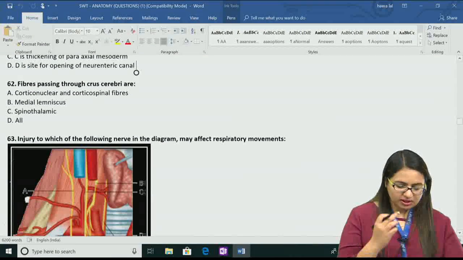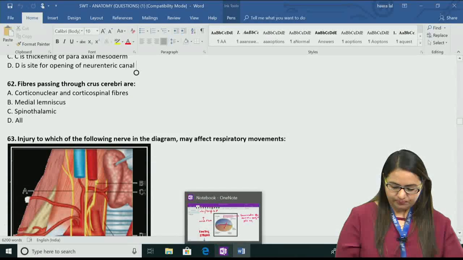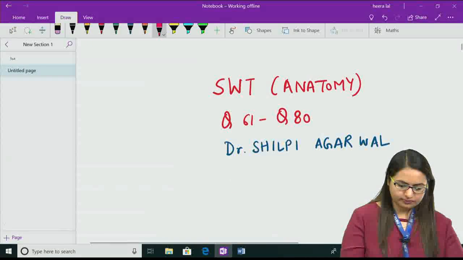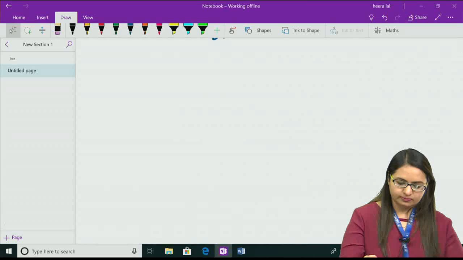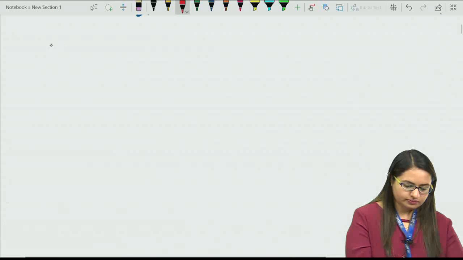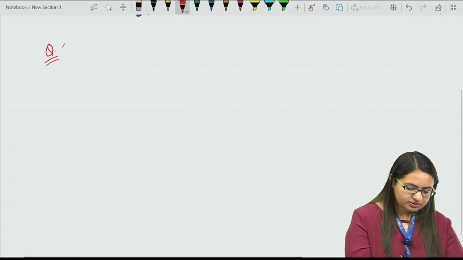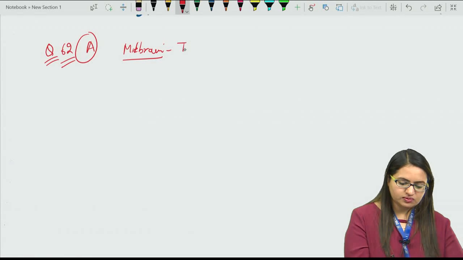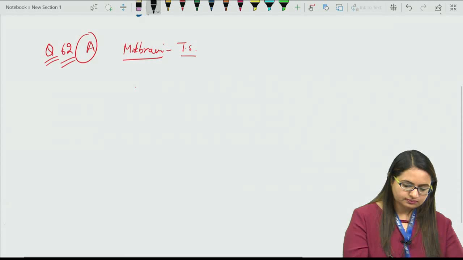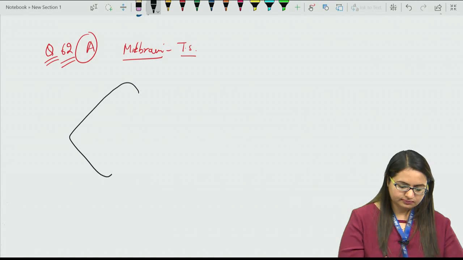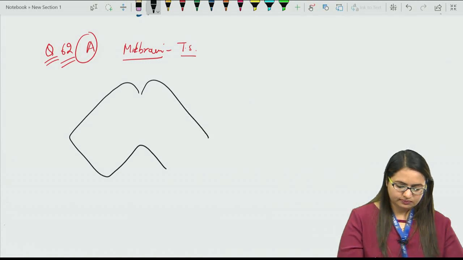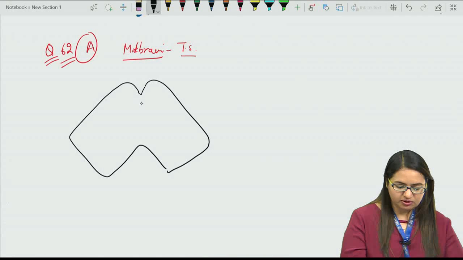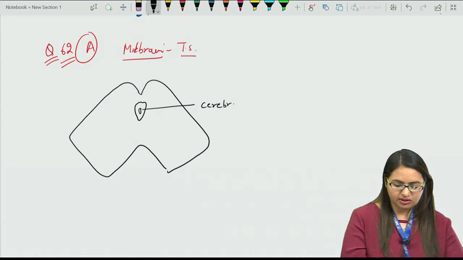Then question number 62, the fibers which pass through the crus cerebri. The answer for question number 62 is A. When we talk about the midbrain, if we take a transverse section of the midbrain, in the center it has the cerebral aqueduct. This is the cerebral aqueduct.